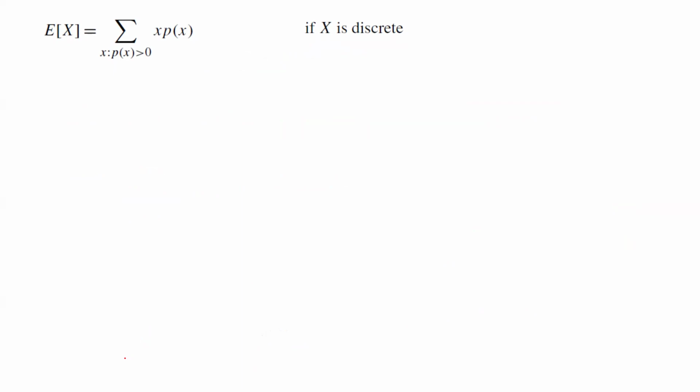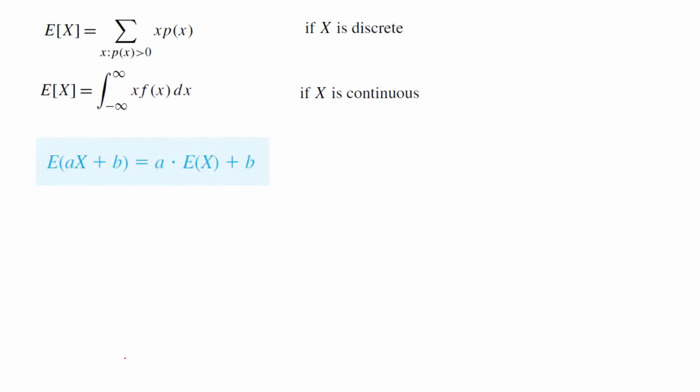So far, we learned about the expected values. If x is discrete, it's just a Riemann sum of x times px. And if x is continuous, then you have the integral of x times f of x dx. Now, the interesting part is the expected value of a linear combination. ax plus b is a linear combination, and its expected value is equal to a times the expected value of x plus b. So the expected value of b is equal to b, and the expected value of ax is equal to a times the expected value of x.